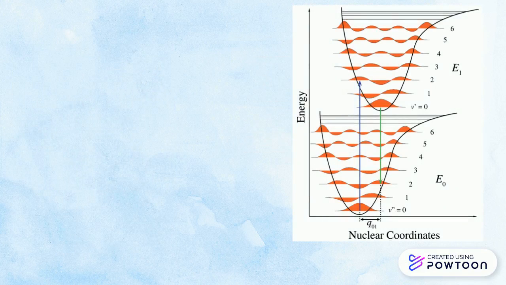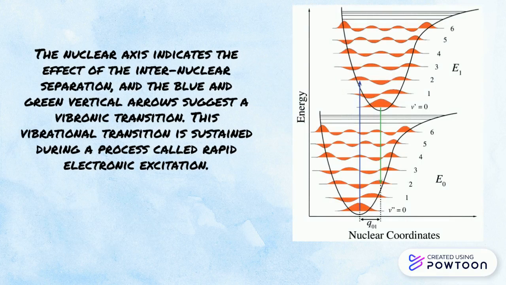can respond. From the graph, the nuclear axis indicates the effect of the internuclear separations, and the blue and green vertical arrows suggest a vibronic transition. This vibrational transition is sustained during a process called rapid electronic excitation, which results in Coulombic forces.